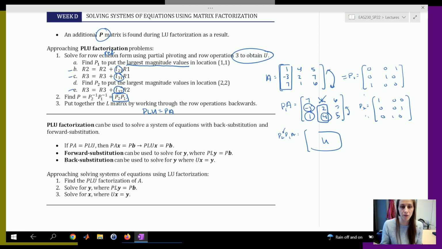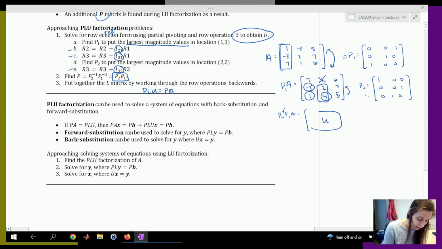Okay, but once we have our PLU factorization, then we can plug it in to our system of equations and solve for our system. Same or similar process as we did in LU factorization. So if PA equals PLU, then PAX equals PB. So if I did my permutations on A, I need to do my permutations on B as well. So when I plug that in, I get PLU X equals PB.